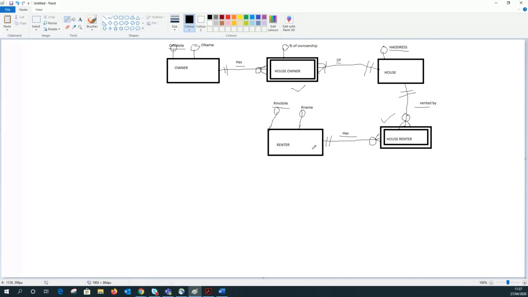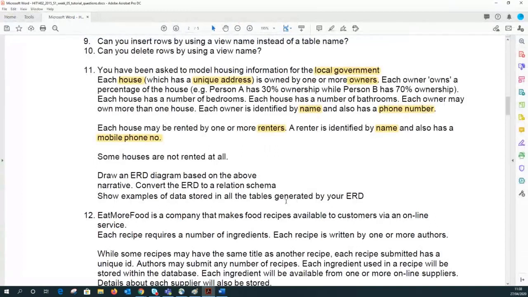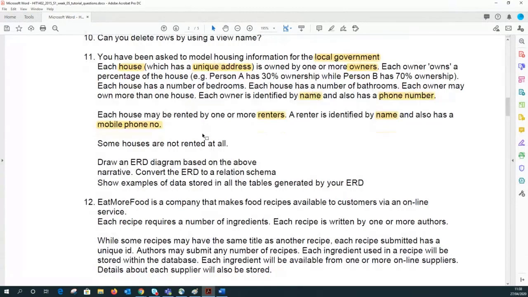So now you can convert the relational schema very easily. I'm not going to do that. You can do it. And then we can write the create table statements based on this. So that is the answer to question number 11.